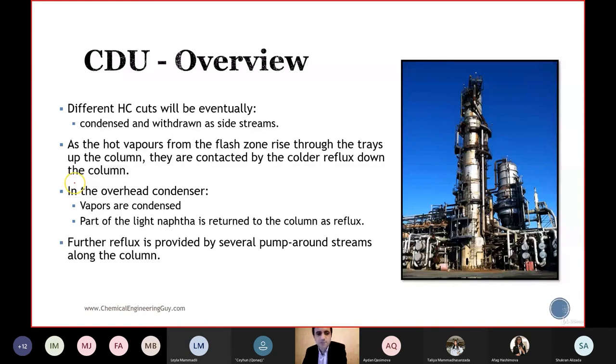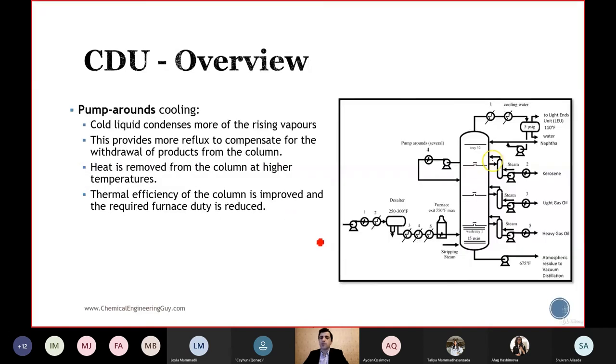We have side strippers and we have pump arounds. Why do we need pump arounds? You can see we have 1, 2, 3, 4, 5. Pump arounds help us to control the temperature. We can control the temperature here, here, here, here, and here. As you can see, we take the product here, the kerosene product. This is the side stripper, 1, 2, 3. And then some of the kerosene is sent back to the column. This helps to control the temperature here.